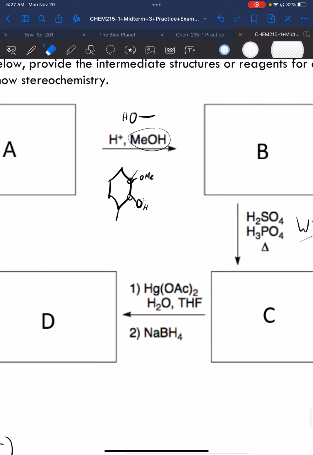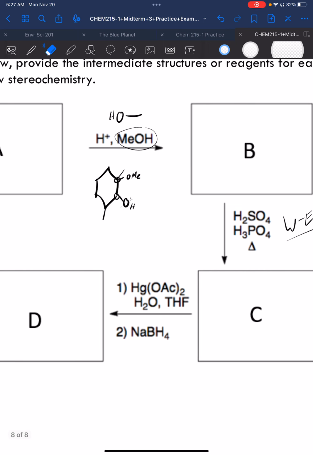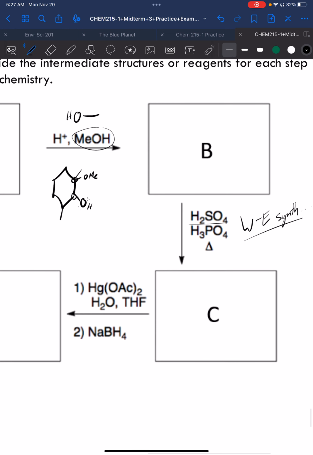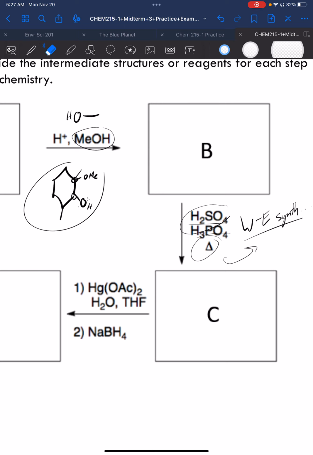And so now that you have this molecule here, you add H2SO4 and H3PO4, and we add heat. If you look at the molecule we have here, we can notice that there really isn't much we can do with it. There are no really good leaving groups. There are no alkenes. And so while the addition of H2SO4 and heat might indicate Williamson ether synthesis, we have nothing to work with to produce an ether. So it's not going to be that.